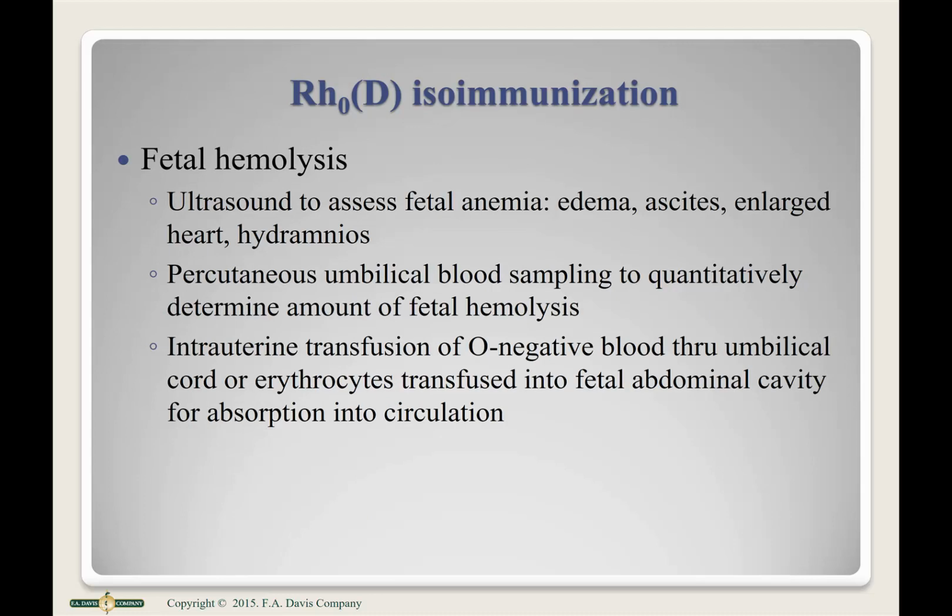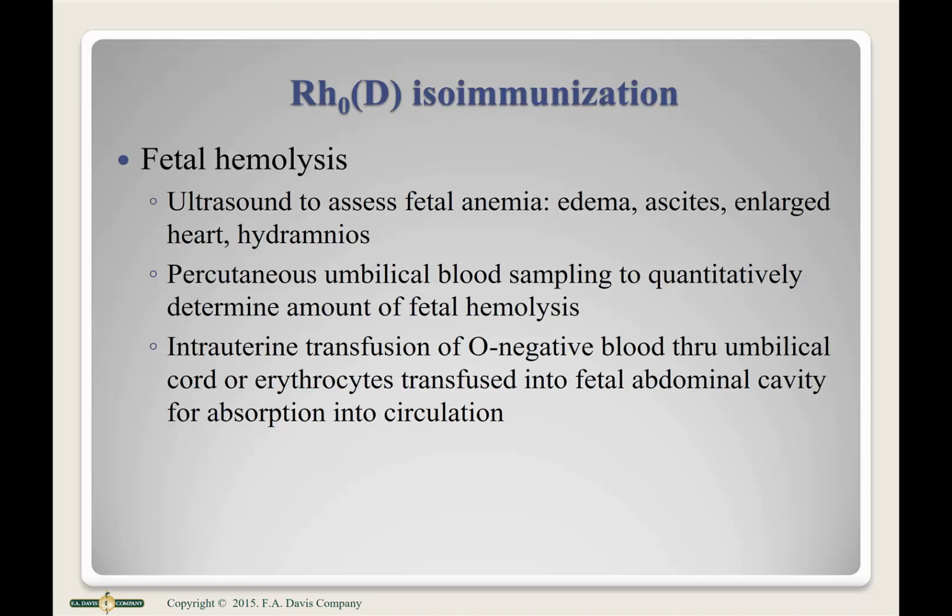Now we can see fetal hemolysis on ultrasound. Again, remember looking at the optical density, but we can look at baby and see an overwhelming edema. We can see ascites, an enlarged heart, and hydramnios, or too much amniotic fluid. We can do another invasive test called a percutaneous umbilical blood sampling, and we can actually quantify baby's CBC, or red blood cell count, and quantitatively determine the amount of hemolysis. It's basically just doing venipuncture on mom, but through the uterus on the umbilical cord to get baby's blood.